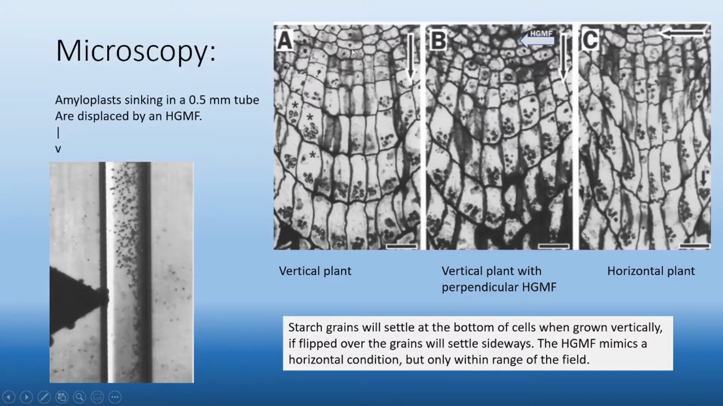They had a vertical plant, they had a horizontal plant, that's C, and then in B, they had a vertical plant with the wedge tip oriented this way. So starch grains will settle to the bottom when they're grown vertically. This lets the plant know where down is. When it's horizontal, they settle to the left. When you've got the high gradient magnetic field, they settle to the left because that wedge tip is pushing them, just like it's pushing these in this tube. But it's only really affecting the right side of the plant. The left side is still sedimenting normally.